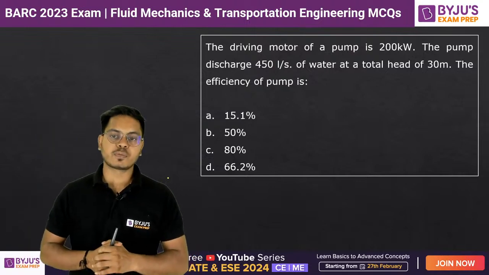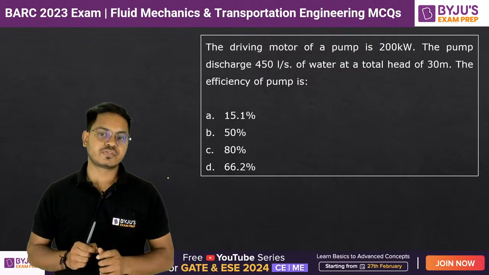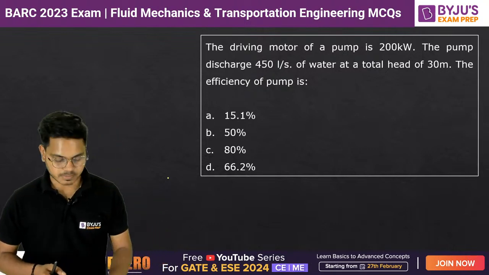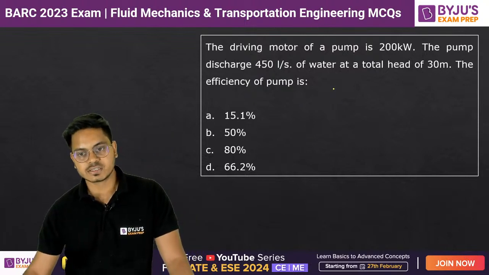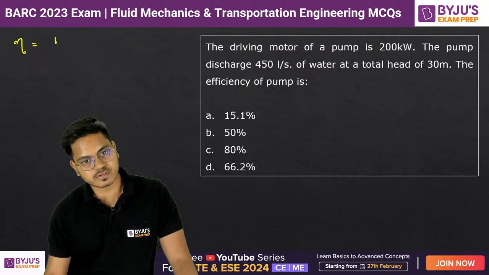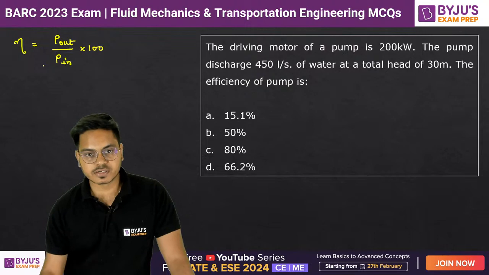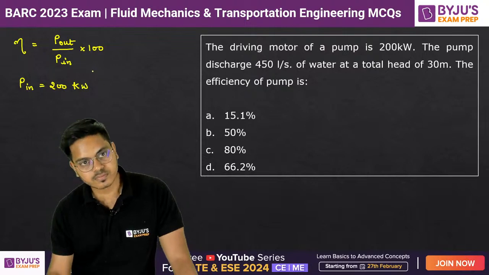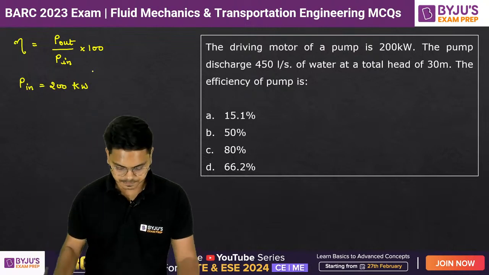A driving motor of a pump is 200 kilowatt. The pump discharges 450 liter per second of water at a total head of 30 meter. The efficiency of the pump is how much? Quickly. Efficiency you have to find out, correct? So efficiency is nothing but output upon input into 100. Input power is given, 200 kilowatt. Output you have to find out. How to find out output? Total head is given, discharge is given. Quickly.